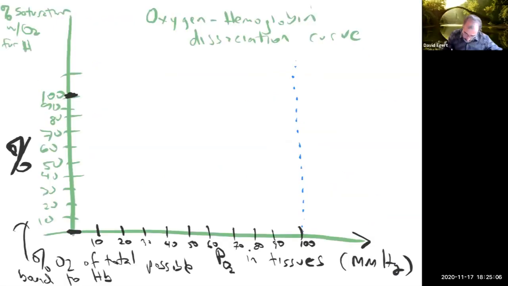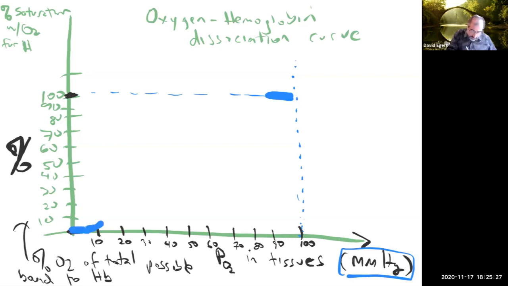So if we are at 100 millimeters of mercury in the tissue, the blood stays at 100% saturation. It doesn't give up any of its oxygen. If we're at 0 millimeters of mercury, then the blood gives up all of its oxygen. There's 0 oxygen left on the hemoglobin. But where this gets interesting, whereas you might think it's just a line in between, it's not at all. It's very nonlinear, which is why we have to talk about this.